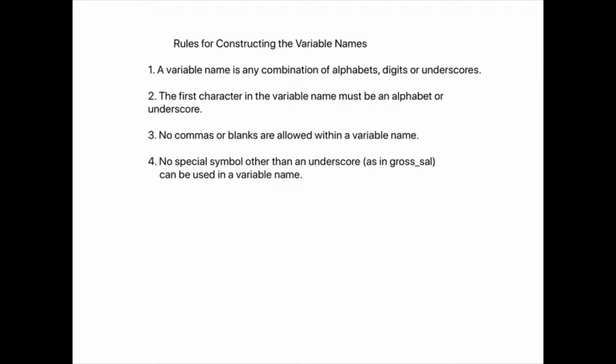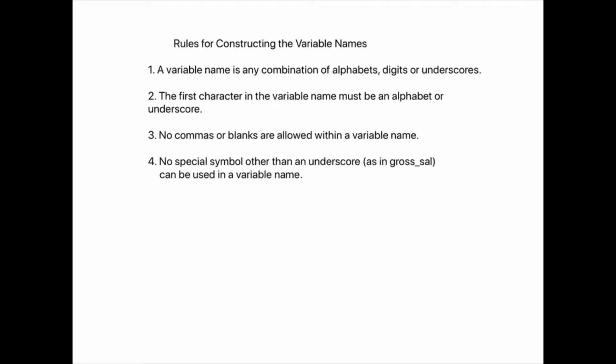Here are some rules for constructing variable names. A variable name is any combination of alphabets, digits, or underscores. The first character in the variable name must be an alphabet or underscore. No commas or blanks are allowed within a variable name, and no special symbol other than an underscore can be used in a variable name.